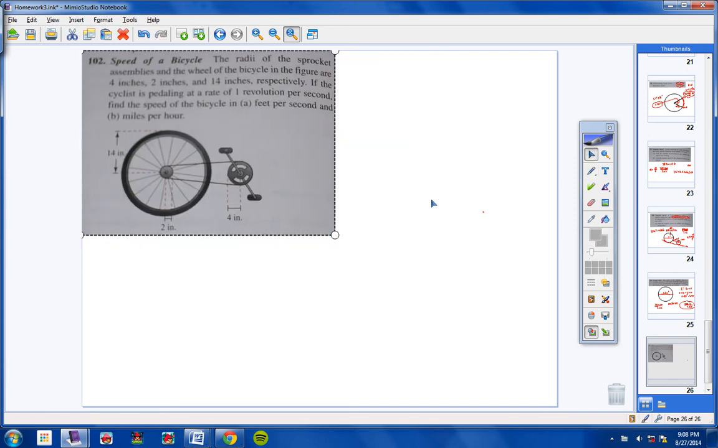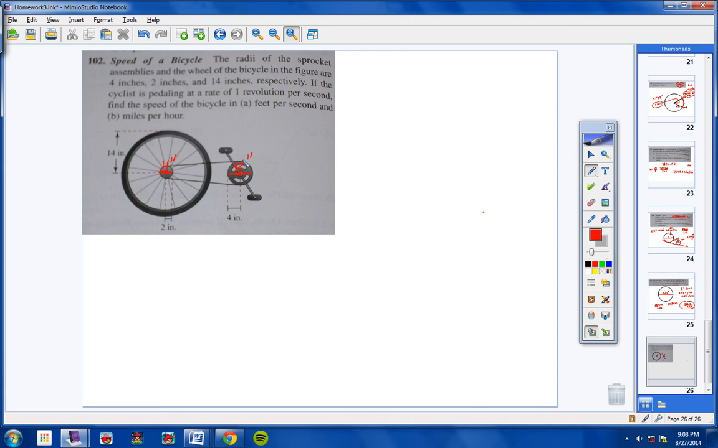So, here we go. First of all, let's go ahead and get the diameter. The diameter of this would be 8 inches. And the diameter of this smaller sprocket here, this pulley, would be 4 inches because the radius is 2. Hopefully everybody understands that. Now it says the cyclist pedals 1 revolution.